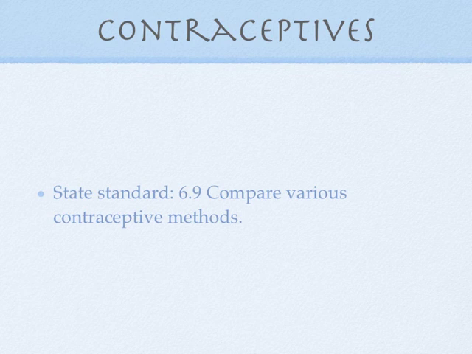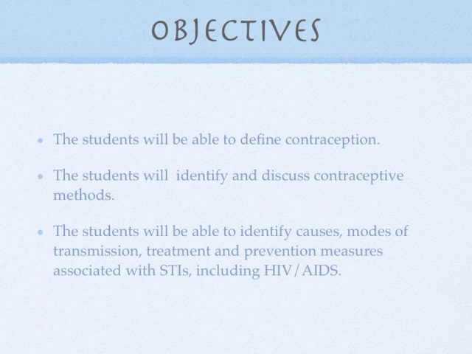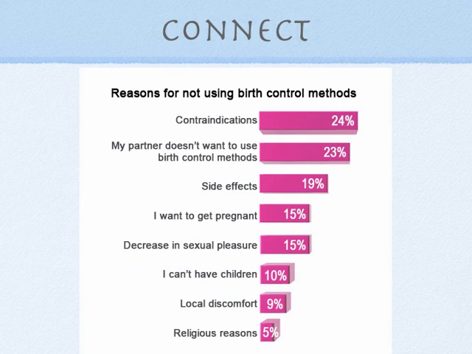Today's lesson we are looking at contraceptives, State Standard 6.9, compare various contraceptive methods. Our objectives will be that students will be able to define contraception, identify and discuss contraceptive methods, and identify causes, modes of transmission, treatment, and prevention measures associated with STIs and HIV and AIDS. In this lesson, I'll use the term STD and STI interchangeably, but STI is the more modern and more correct term.